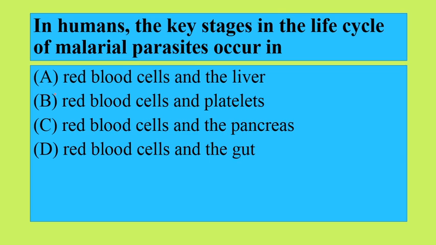Now in humans, the key stages in the life cycle of the malarial parasite occur in red blood cells and the liver, red blood cells and platelets, red blood cells and the pancreas, or red blood cells and the gut. If you have studied malaria, then you must know that the key stages in the life cycle of the malarial parasite occur in the red blood cells and the liver cells. Okay, so this is the correct answer over here.